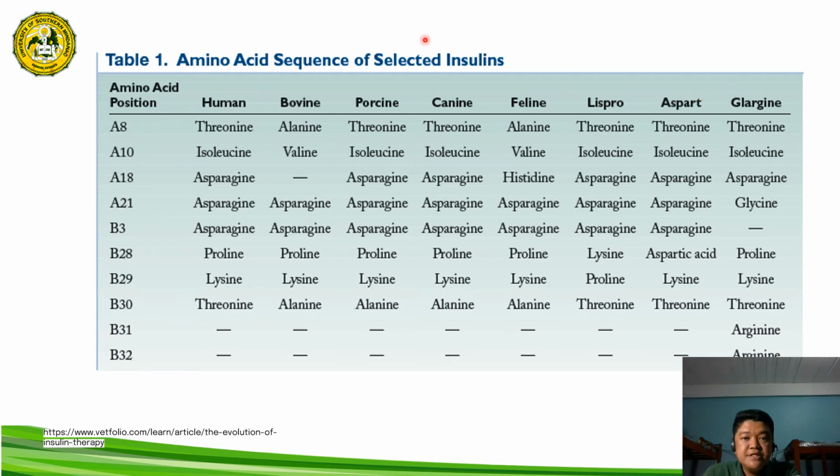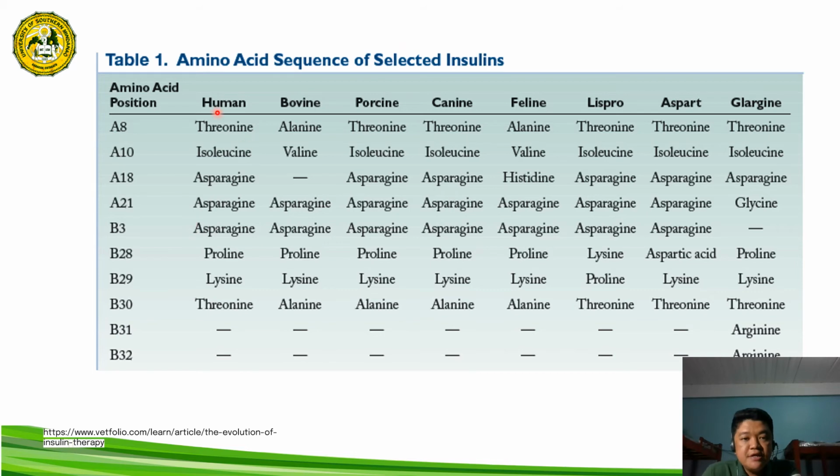So the animal-based insulins are useful in treating DM or diabetes mellitus in humans because all mammalian insulin is structurally similar and is composed of 51 amino acids that is linked by 2 polypeptide chains. So porcine insulin is very similar to human insulin and identical to canine insulin. So bovine insulin is most similar to feline insulin.